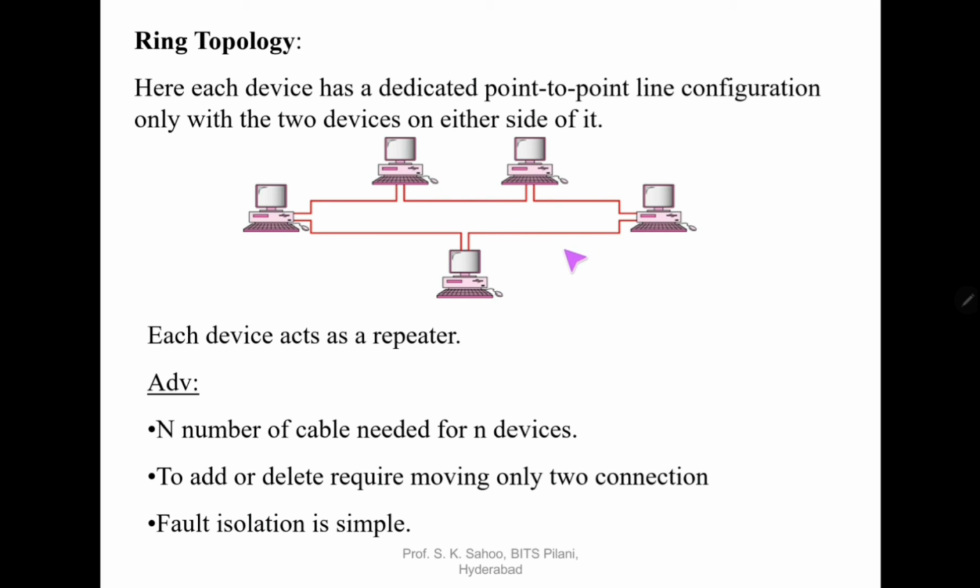To add an extra device, what I have to do is remove this cable. Suppose I want to add one more device here. So what I shall do, I shall connect here, and this cable I shall connect here. So this will be removed. So one more cable I can use and make the ring topology. And in case there is a problem, we can find out up to where the problem is, we can identify. So fault isolation is also simple.